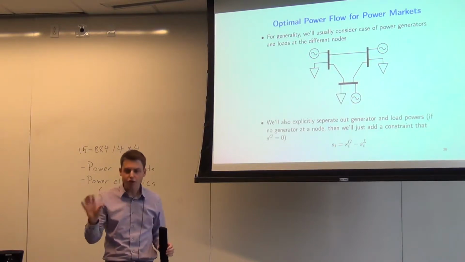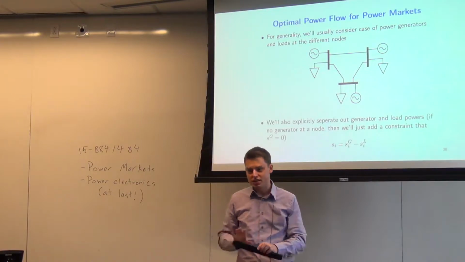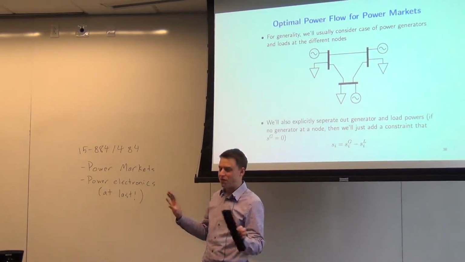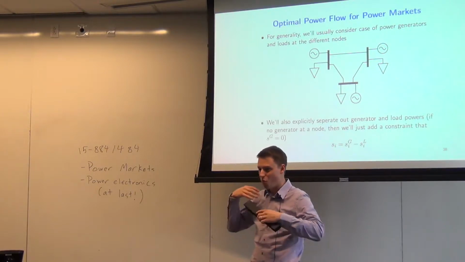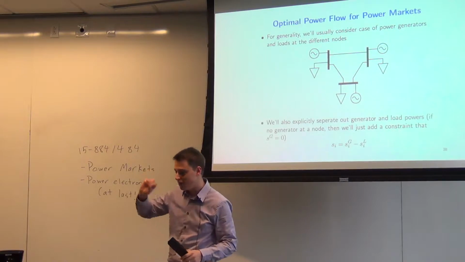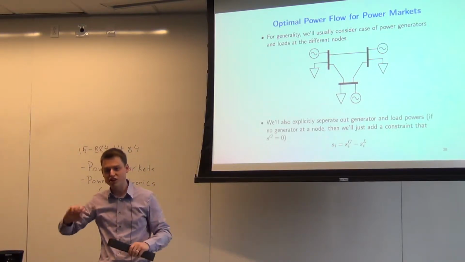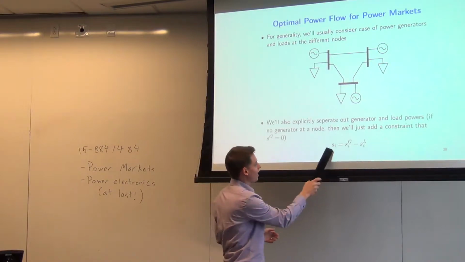To do this, though, I'm going to be a little bit more general than we were before and assume that every node has a generator and a load. It's just easier that way. Some of these can be constrained to be 0, but that lets us talk about P superscript G, for example, being the generation at each node.